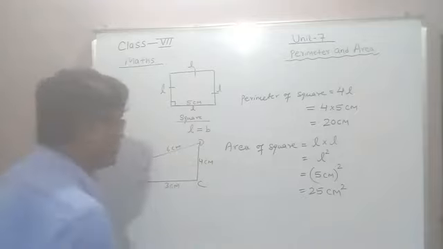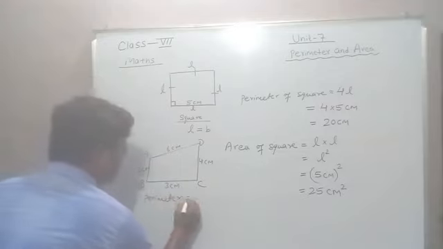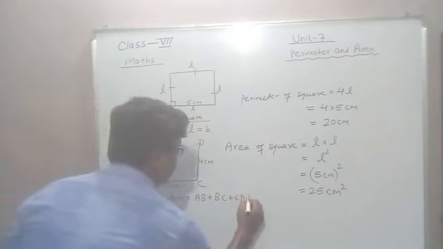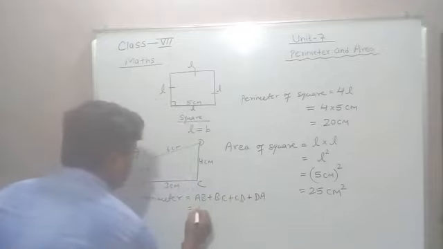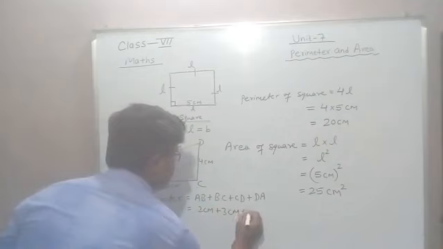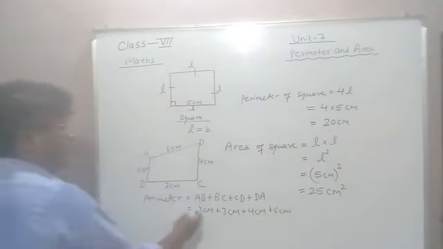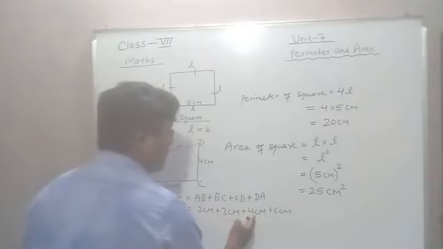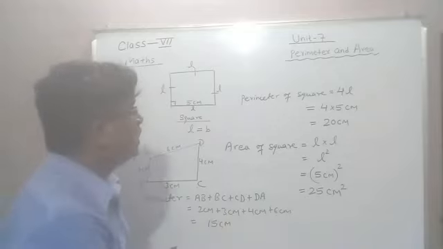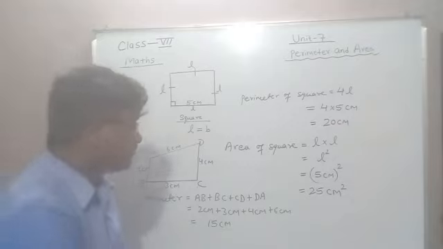So what you need to do is, for this figure, the perimeter is equal to AB plus BC plus CD plus DA. Just simply add them all. AB is 2 centimeter plus 3 centimeter plus CD is 4 centimeter and 6 centimeter. So how much will it be? 2 plus 3 is 5, 5 plus 4 is 9, 9 plus 6 is 15 centimeter. In this way you can calculate the perimeter of any figure.